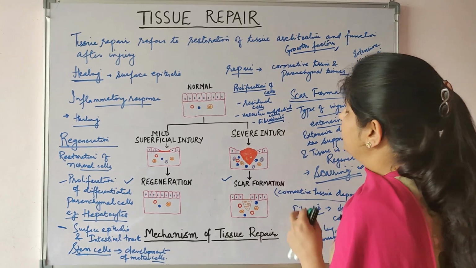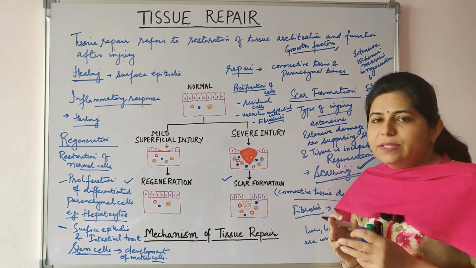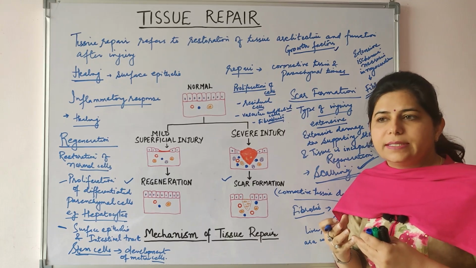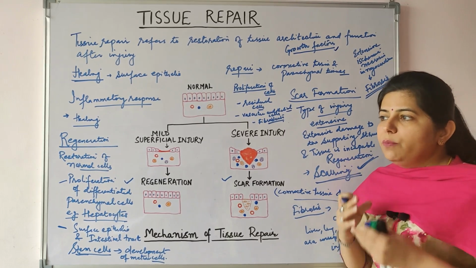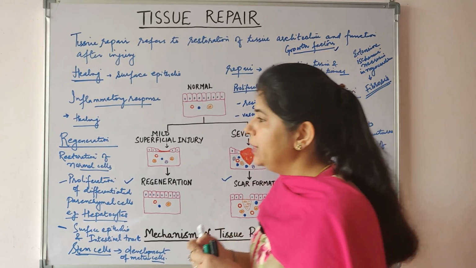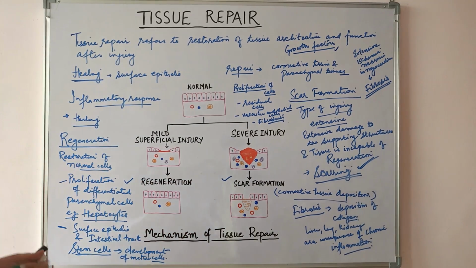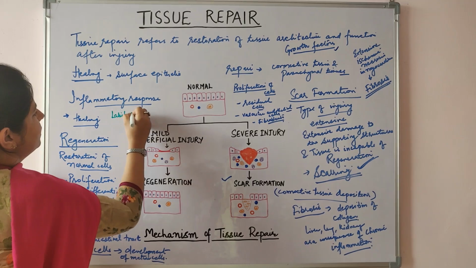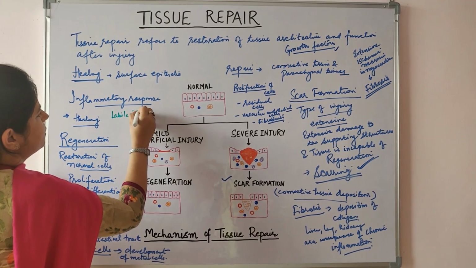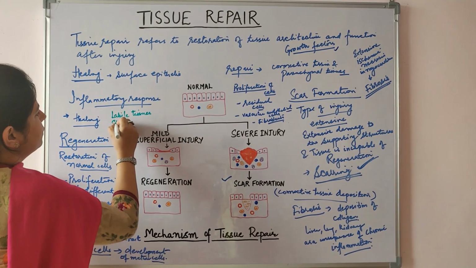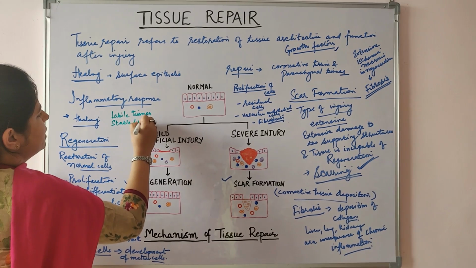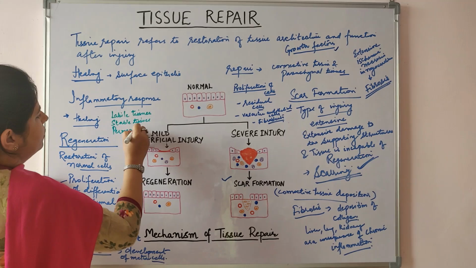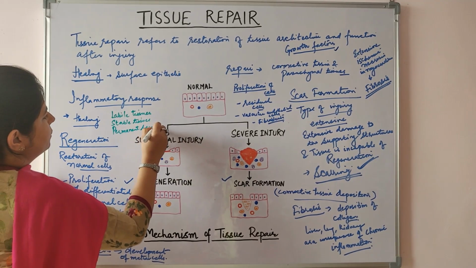Depending on the presence of stem cells or progenitor cells and the intrinsic proliferative capacity of the cells, the tissues in the body are divided into three types. These are labile tissues, stable tissues, and permanent tissues.